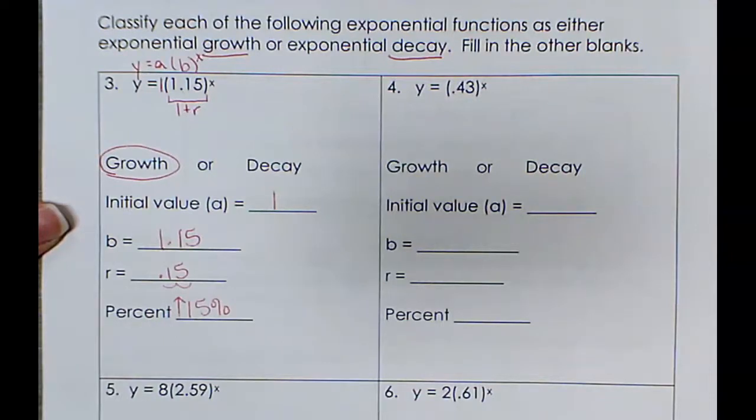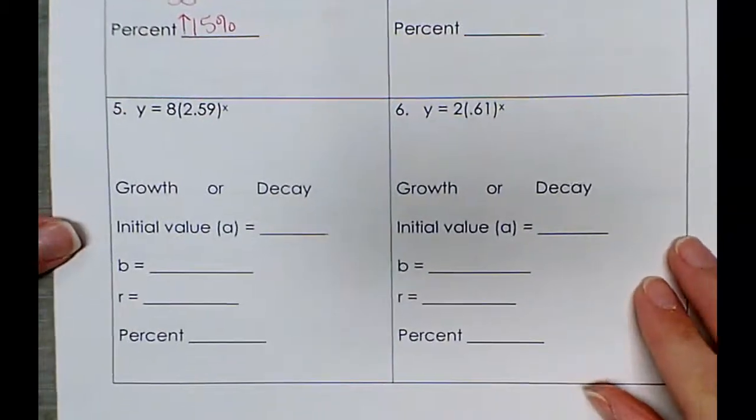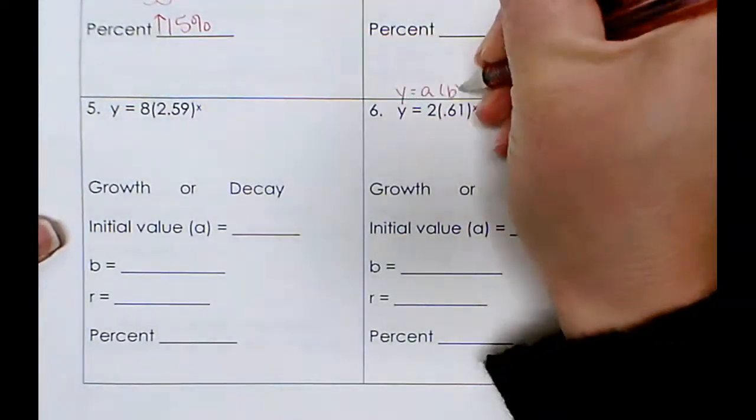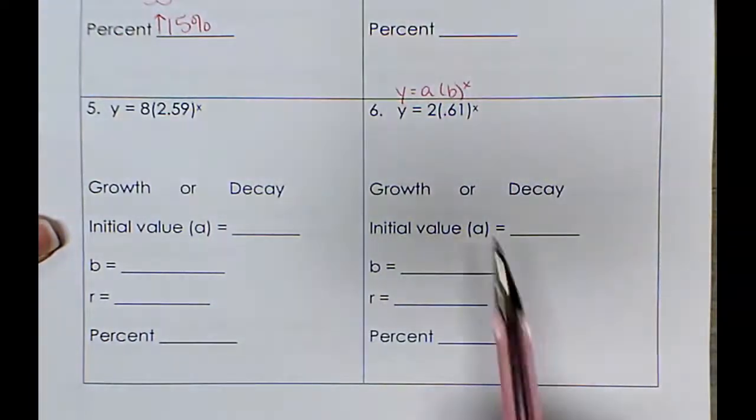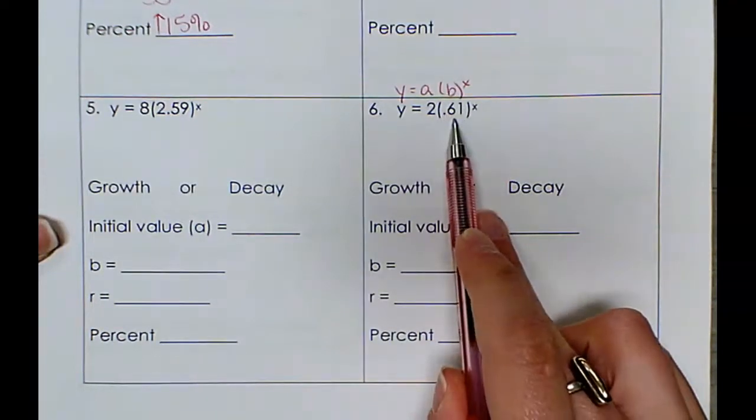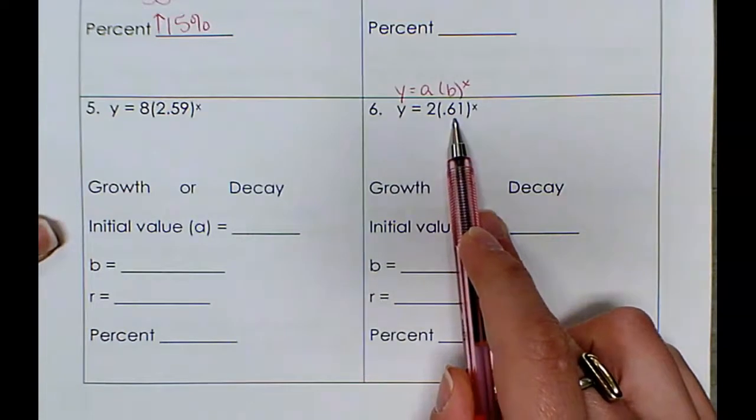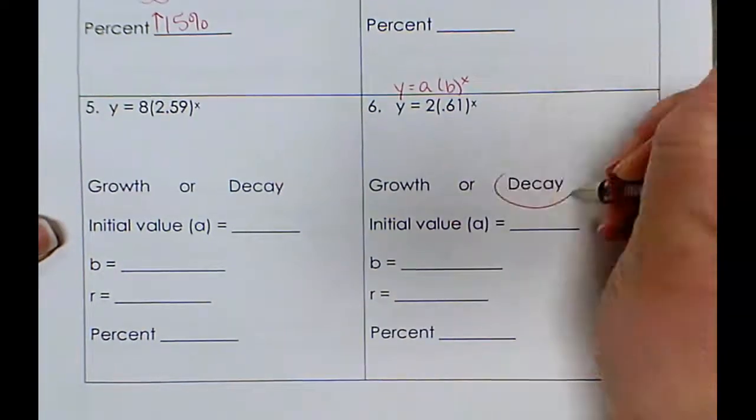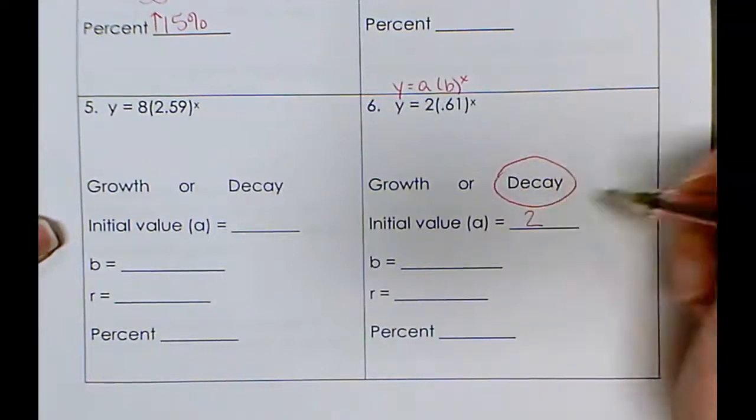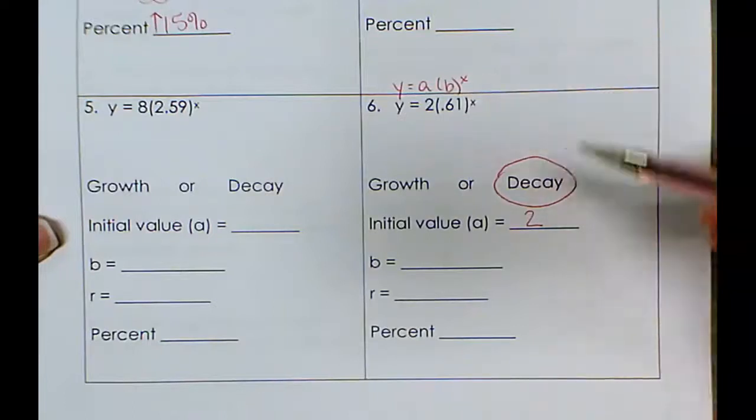So perhaps now I'll move down to number 6. So number 6, y equals a times b to the power of x is what we model from. I need to know if this is exponential growth or exponential decay, so I look at the b value. It's 0.61. Is that more or less than 1? That's less, so this is exponential decay. The initial value in front is 2. The b value is 0.61.